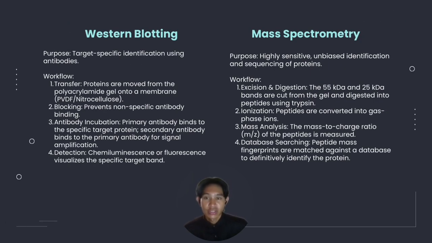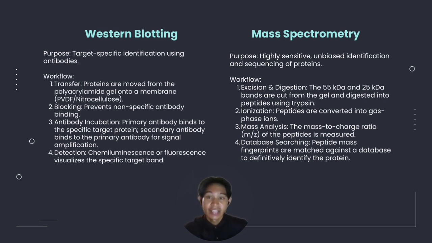So, while the gel shows us all the proteins of certain size, Western blotting lets us hunt for our specific protein, using antibodies. So, we will transfer the separated proteins from the gel onto a membrane. Then, we will block the membrane to prevent background noise and incubate it with a primary antibody designed specifically to bind to our target protein.